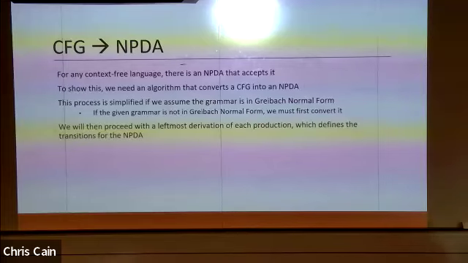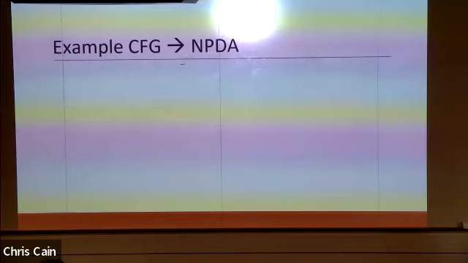We then proceed with a leftmost derivation for every production. What this tells us is the transitions in the NPDA, which makes sense because there's only a single terminal that says when we move from this state to that state, we're going to consume that terminal, the first terminal in GNF. Let's take a look at what that means.